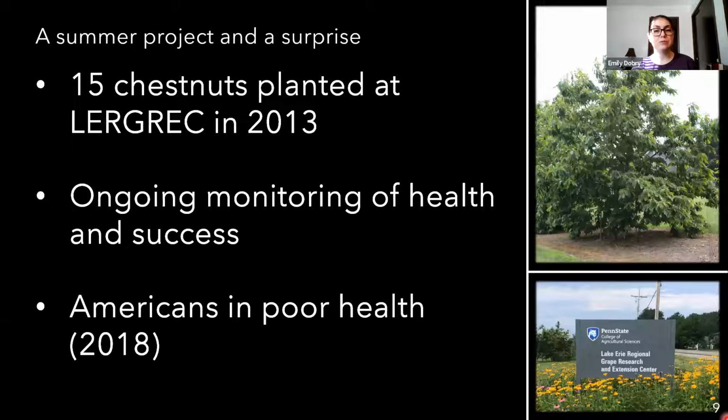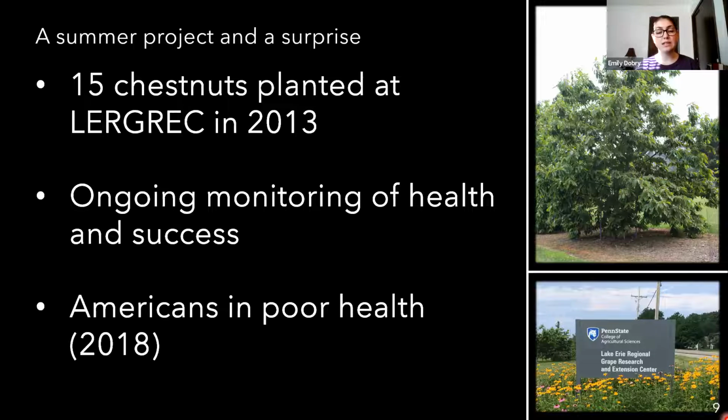One of these groups, the American Chestnut Foundation, which really focused heavily on the breeding program, provided the Lake Erie Regional Grape Research and Extension Center in Northeast with 15 chestnut seedlings in 2013. So they did this as part of their ongoing outreach and monitoring program where they wanted the seedlings to be planted and then to monitor the health and success, particularly of the hybrids. And we had the American chestnut and the Chinese chestnut for comparison.